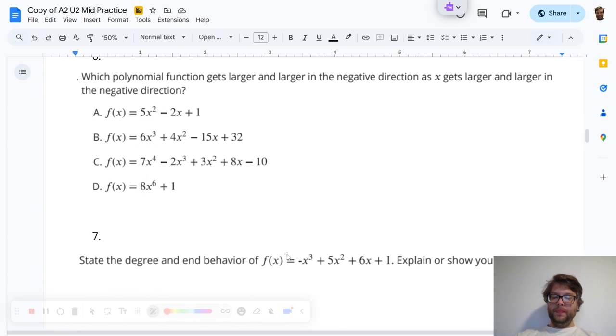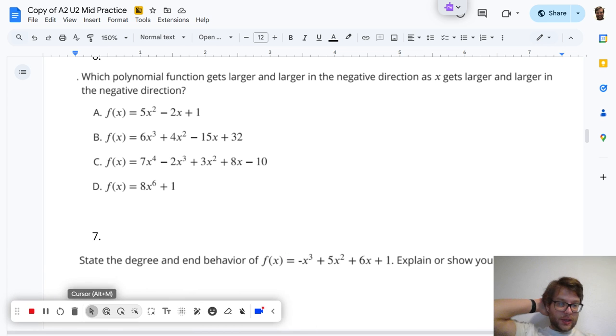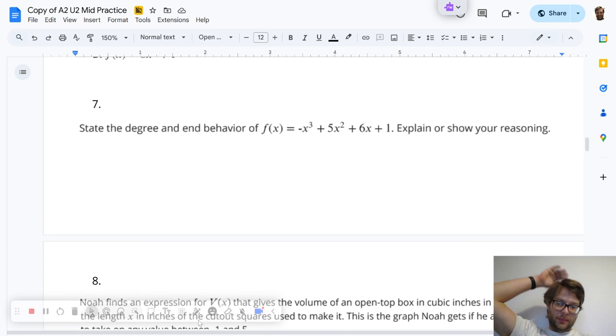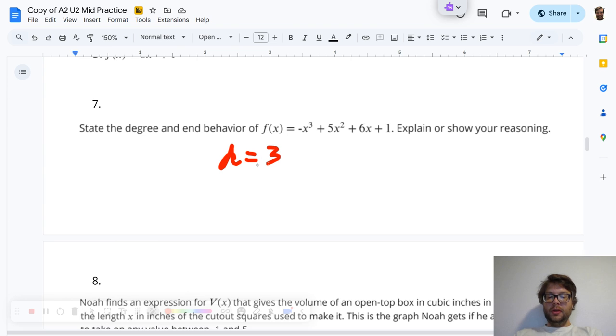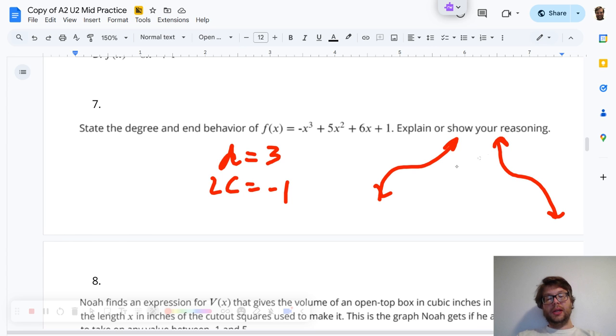All right. We're going to cut the video in just a second once I finish number 7. So state the degree and end behavior of this. Degree is 3, and it has a leading coefficient of negative 1. So when it's an odd degree, it either looks like this or it looks like this. If it's an odd degree with a positive leading coefficient, it looks like this. If it's an odd degree with a negative leading coefficient, it looks like this.